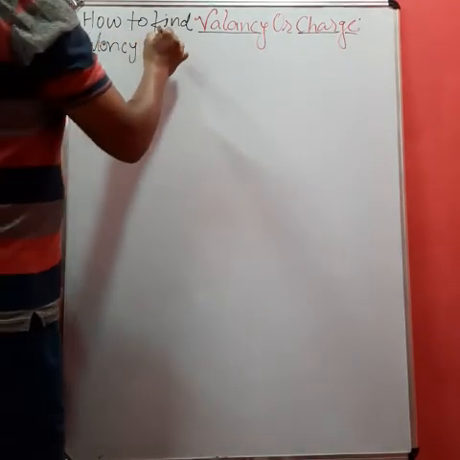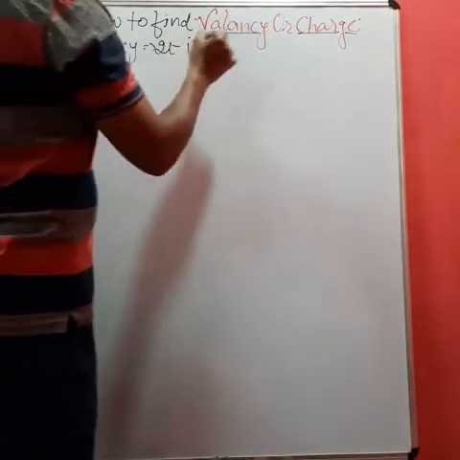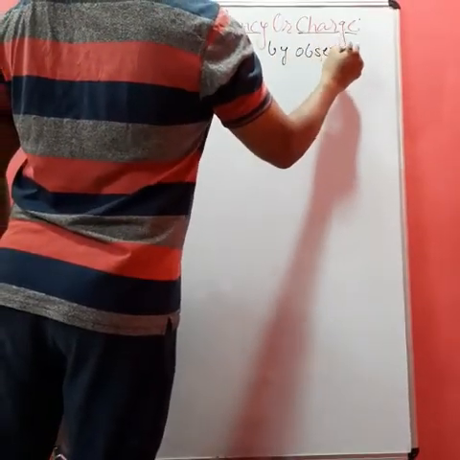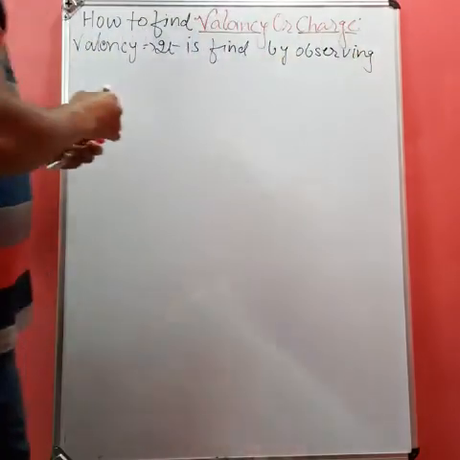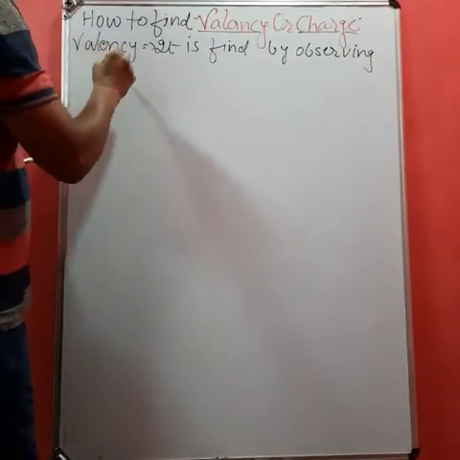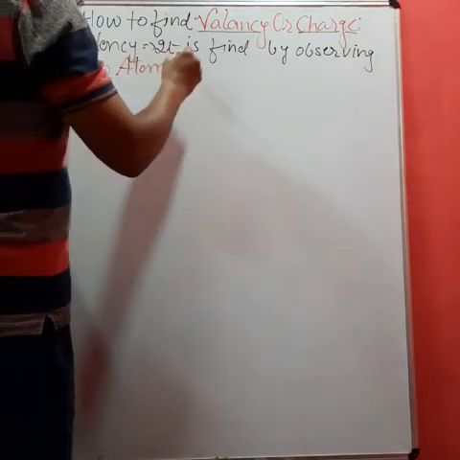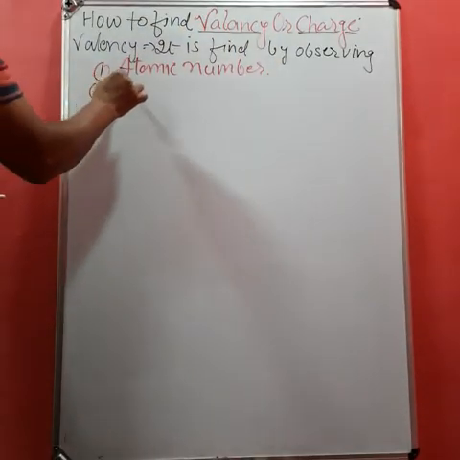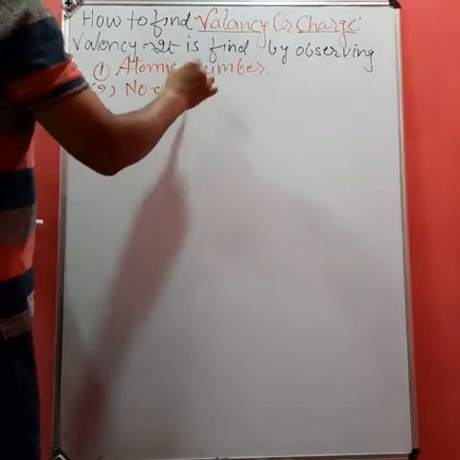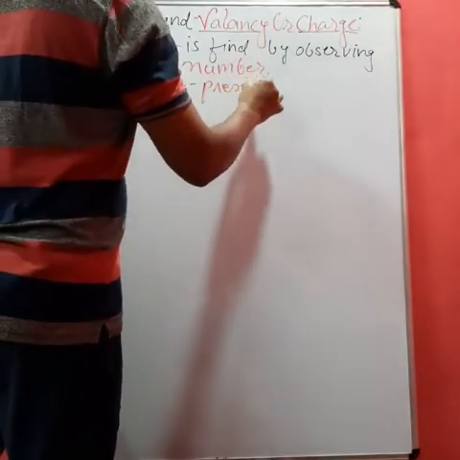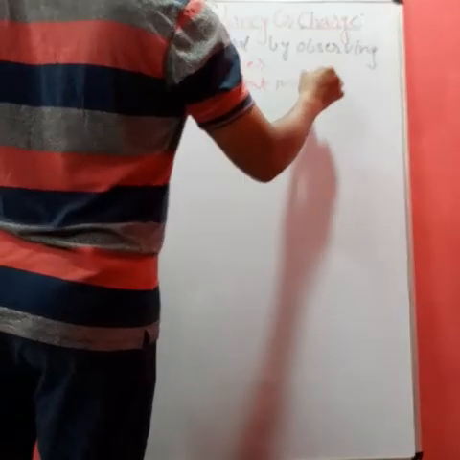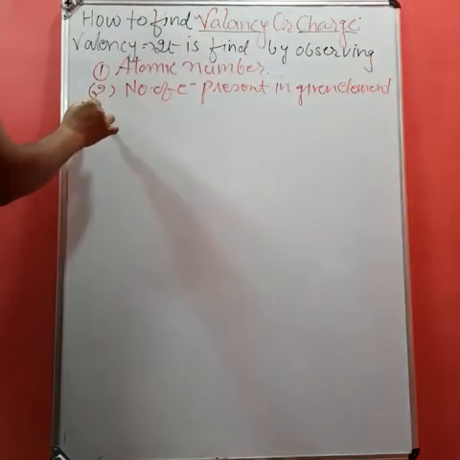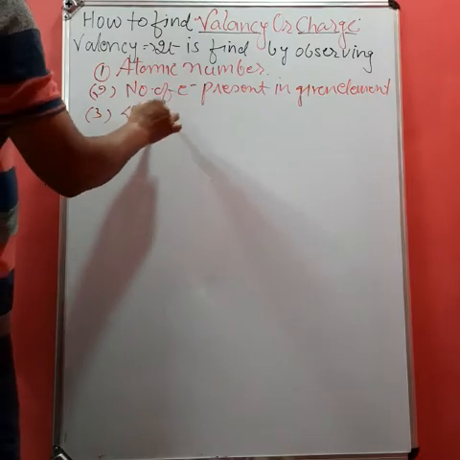Valency is found by observing number one, atomic number. Number two, number of electrons present in the given element. And number three, distribution of electrons.